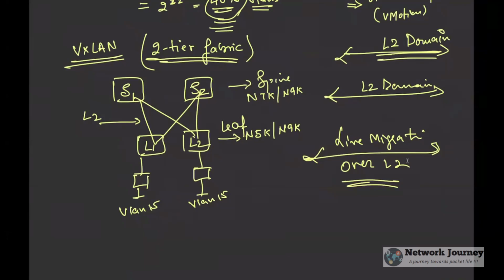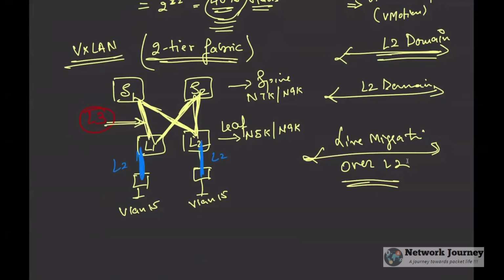So what they did in VXLAN is they made these links L3. But if these links are L3, then we have some other issues. So what are those issues? For example, if this is your one path or one domain, it is L2 till here and here.